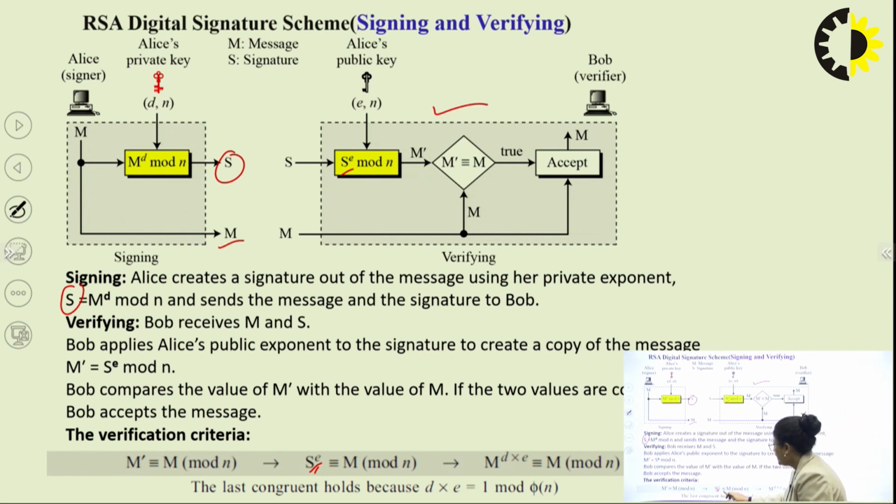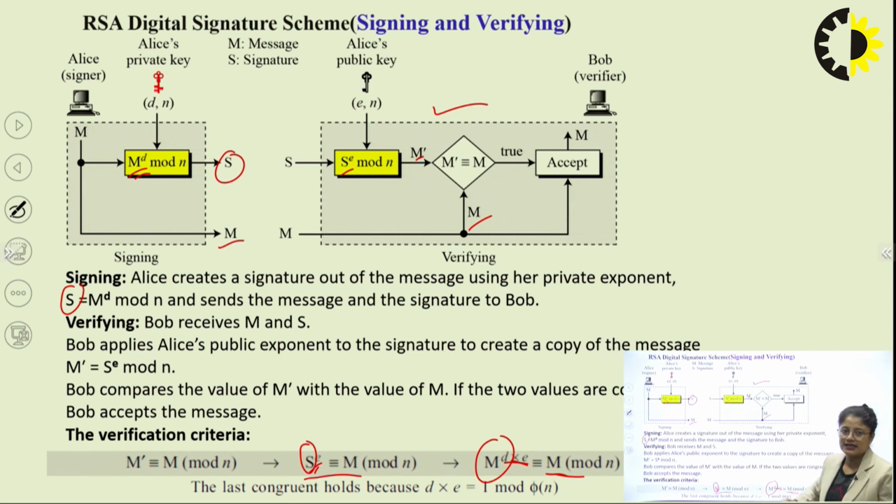Let us prove how exactly it happens. S to the power E is congruent to M mod N. How so? What is S? S is M to the power D. If you replace S with M to the power D, it is M to the power D of E. D and E are multiplicative inverses of each other, so their product will be 1. So M to the power D into E is equal to M to the power 1, which is congruent to M mod N. So M dash will be equal to M by this proof, which is exactly the same as we used for the RSA crypto system.